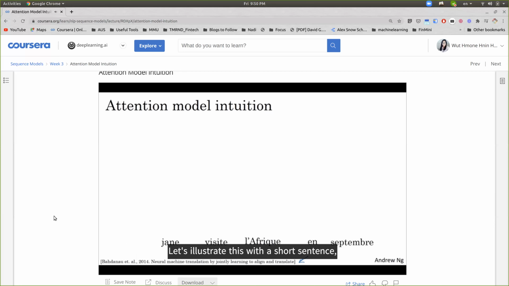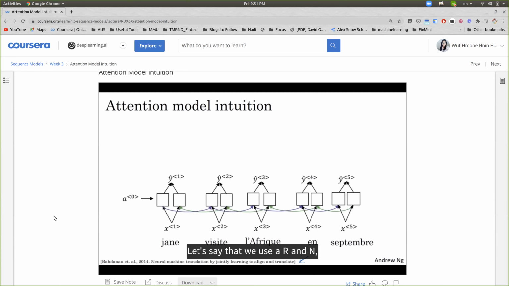So let's illustrate this with a short sentence. Even though these ideas were maybe developed more for long sentences, it'll be easier to illustrate these ideas with a simple example. We have our usual sentence, Jane visite l'Afrique en septembre. And let's say that we use an RNN, and in this case, I'm going to use a bidirectional RNN in order to compute some set of features for each of the input words. And here I've drawn the standard bidirectional RNN with outputs y1, y2, y3, and so on up to y5, but we're not doing a word-for-word translation, so let me get rid of the y's on top.